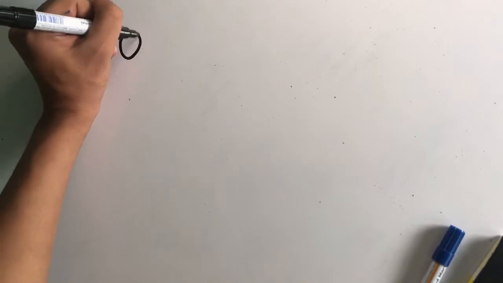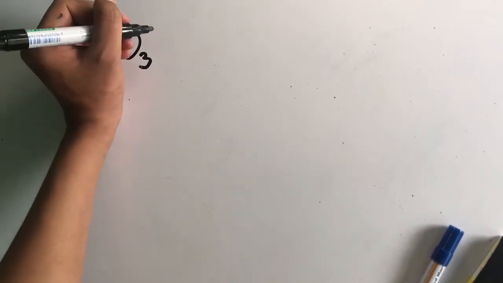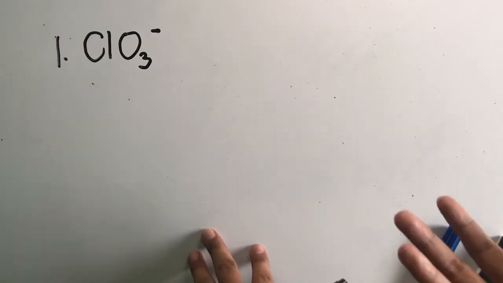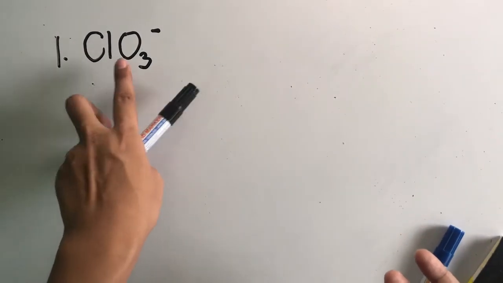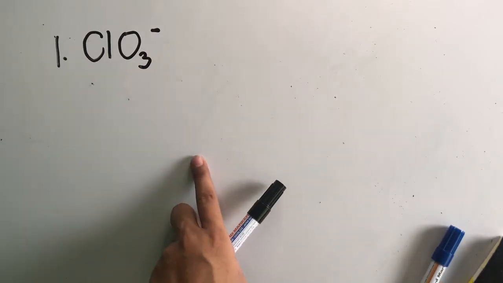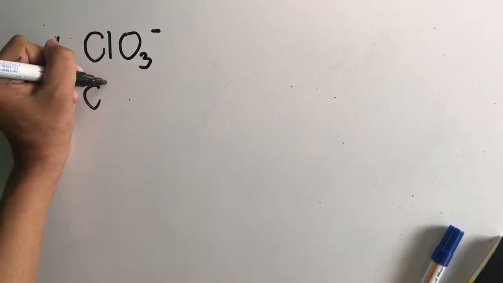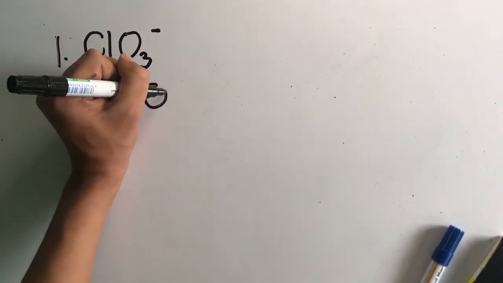Now let's solve example number 1. We have ClO3 minus. The first thing that you need to do is to identify what are the elements present. So we have chlorine and oxygen, and identify kung ilang elements meron na yon. Okay. So we have isang chlorine, and meron tayong oxygen.